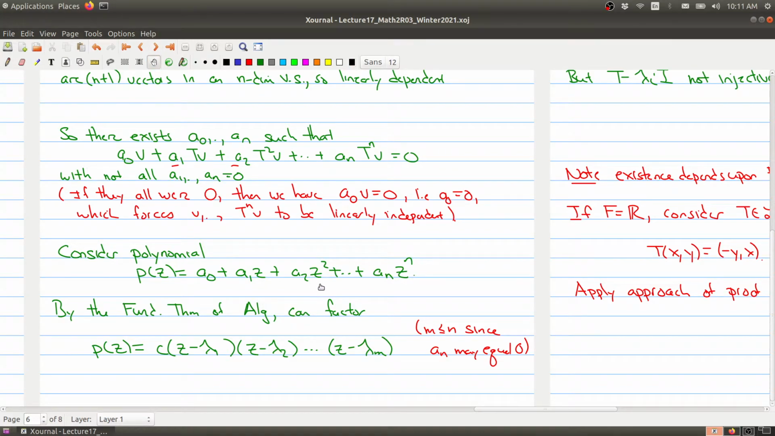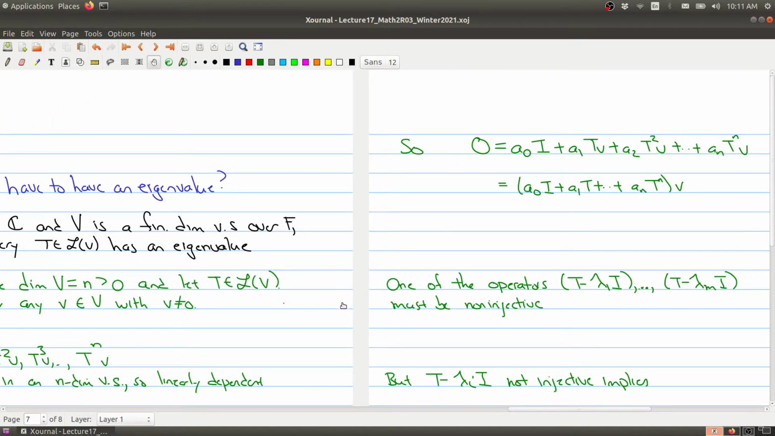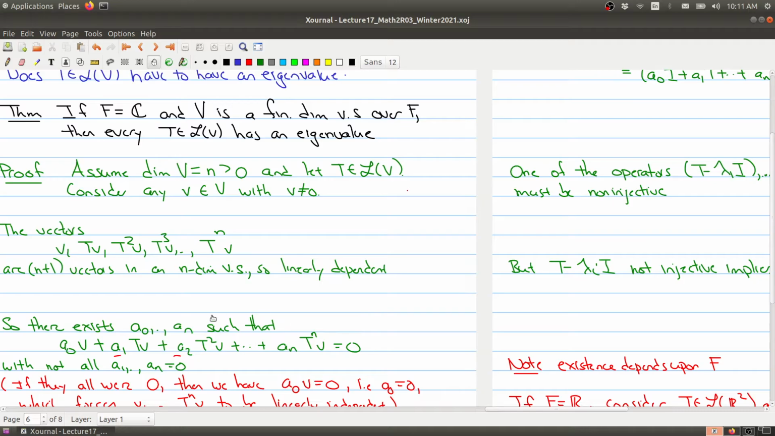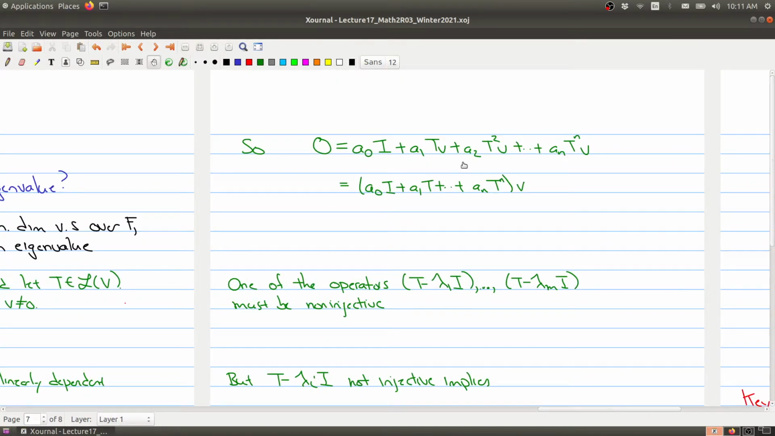So it can factor. And so what that means is we know that there's a linear combination among these vectors that's equal to 0, which is what we've written right here. But you can think of the 0 vector as the output that you get when you take v and plug it into this linear operator right here. But this linear operator is the same thing as the linear operator that you get when you plug T into the polynomial that I just had over here.